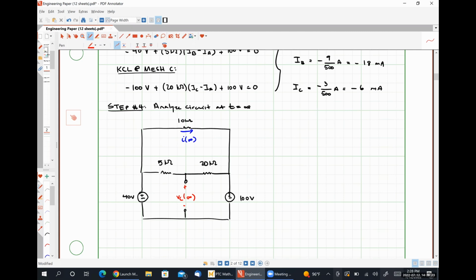So, any thoughts on solving for I at infinity or VC at infinity?